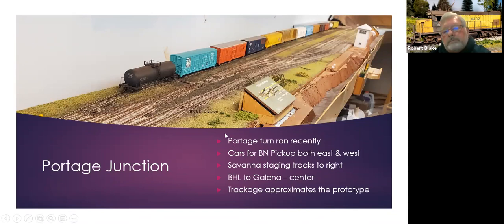And those are not organized as they're set on the track. So the BN crews are going to have to sort that out before they leave. The BHL tracks, Blackhawk line tracks, are the ones in the middle here, and the tracks to BN staging are the ones that pass directly in front of the interlocking tower.